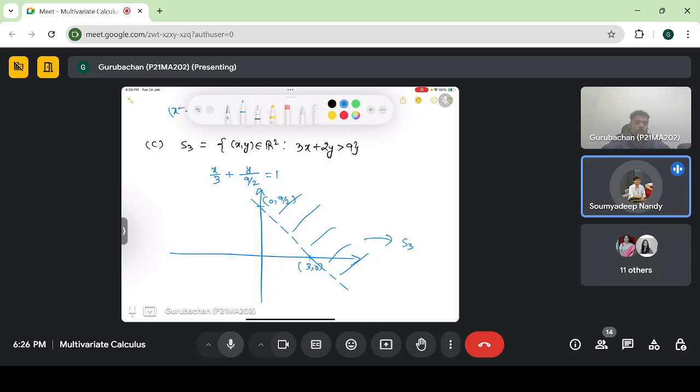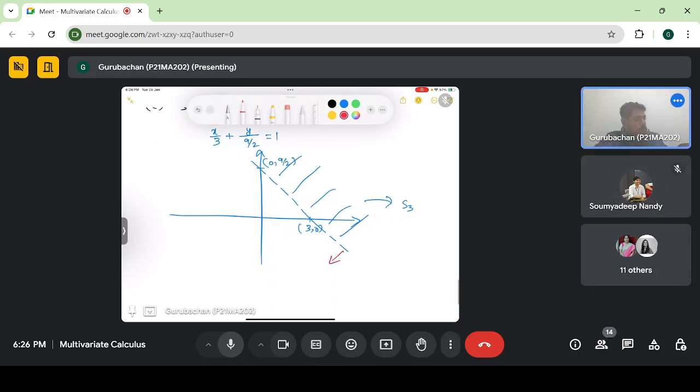So if we look at the region, here also the boundary is not included. The boundary is that line, x by 3 plus y by 9/2 is equal to 1. Absolutely correct. So this boundary is not included in the region. So if we take any point in this region and draw a disk, it will not have an intersection with the complement of this region. So with that logic, we can say that it is not closed, hence it is open.